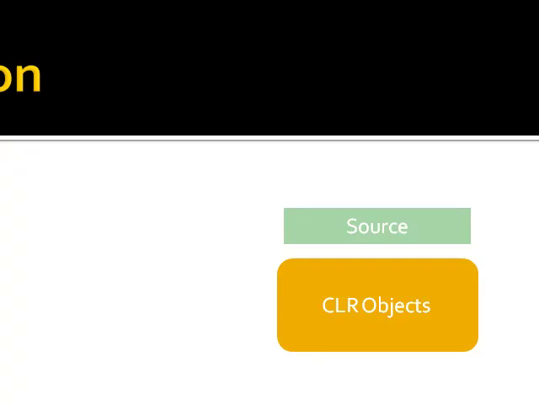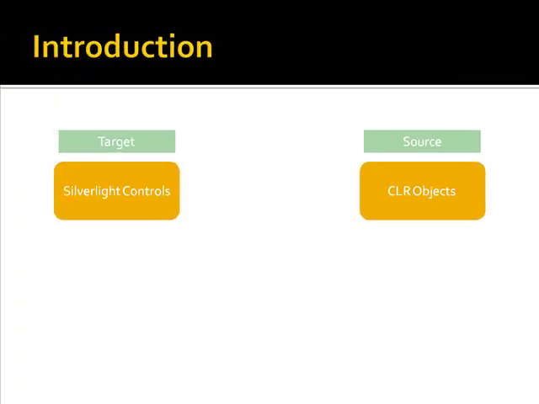And source is nothing but from where exactly we are going to get the data, and that data we are going to display in my target. That means the control, which can be a text box. Suppose we take an employee object, employee name is the source, and that employee name is going to be displayed to the user with the help of a text box.